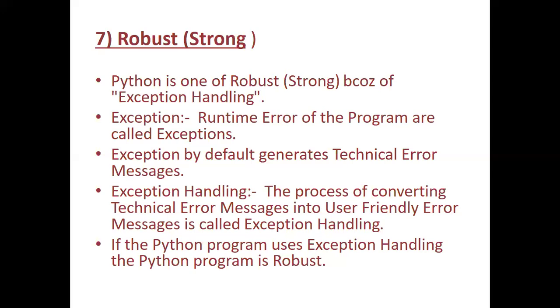Exceptions by default generate technical error messages. Now, what do we understand by exception handling? A technical error message will be understandable by the programmer only, but it should be understandable by the end user also. So, converting those technical error messages into user-friendly error messages is called exception handling. Because Python programs use exception handling, it is robust. It is a strong language.